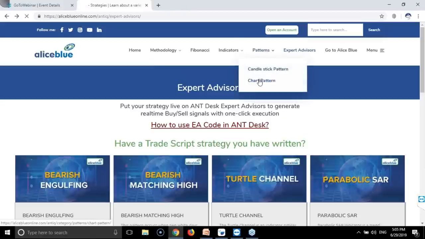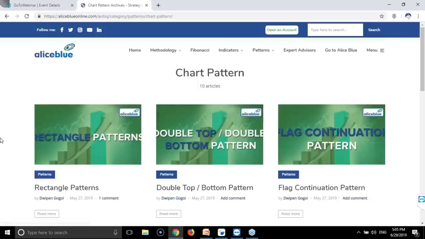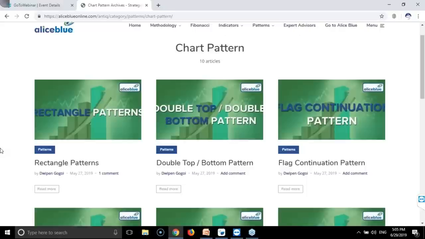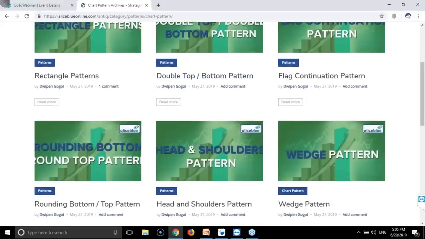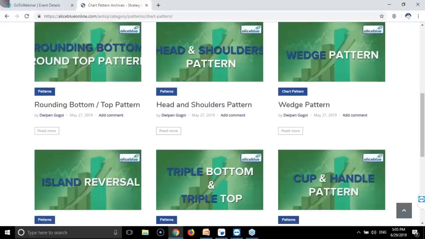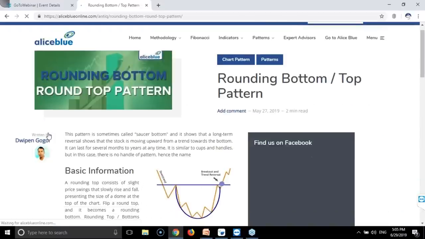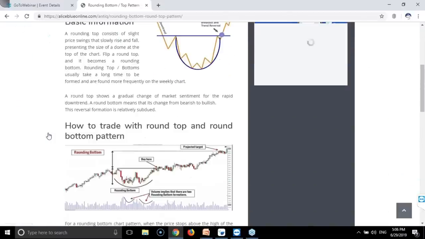So this is the ANT IQ page, and then next you can see here pattern, right? So you can go for chart pattern. There are various types of chart patterns. So one by one I will create some videos regarding this one. Triangle pattern, double top pattern, bull flag pattern, right? So everything, round bottom. So you just visit and read properly. So I'll create and I'll give a webinar according to this also.